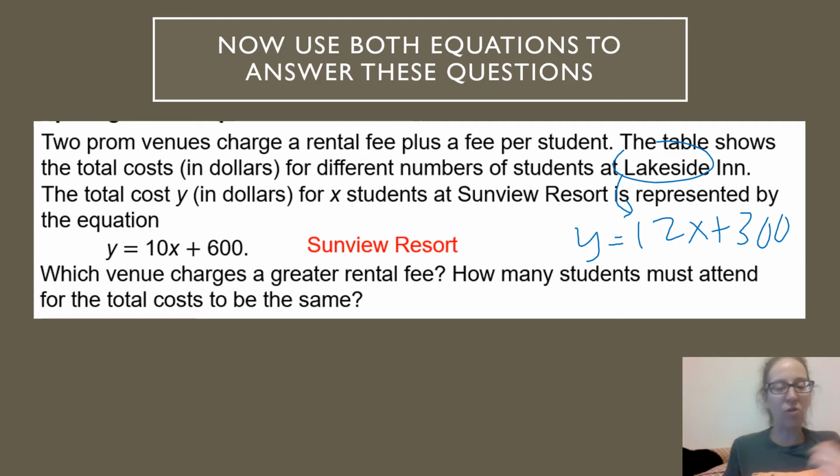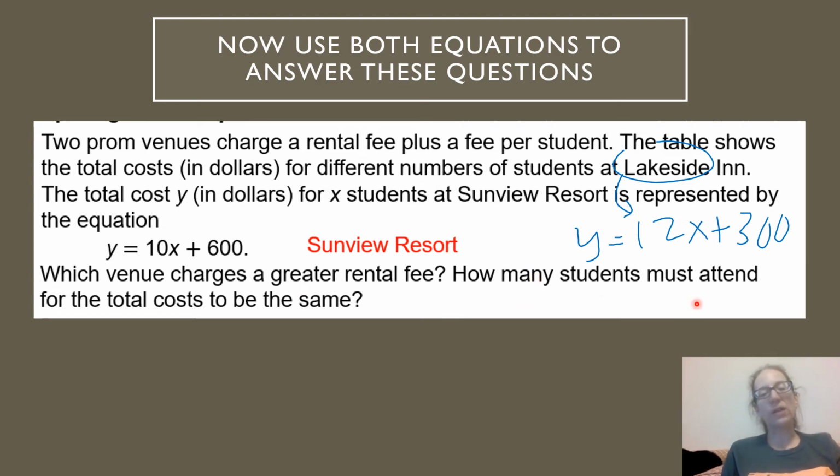So notice what we got here. We've got a cost per student and then a rental fee, and we're adding them together. So one of these is the cost per student and the other is the flat rental fee. The cost per student is the one multiplied by the number of students. So you take the cost per student, multiply by the number of students, and that gives you the cost for the students. The other number is your rental fee. So which venue charges the greater rental fee? That would be Sunview Resort.